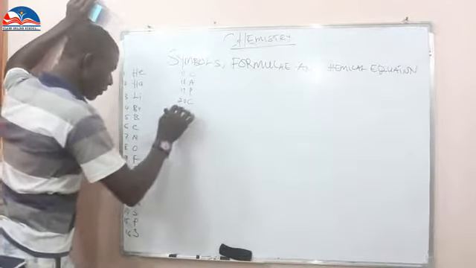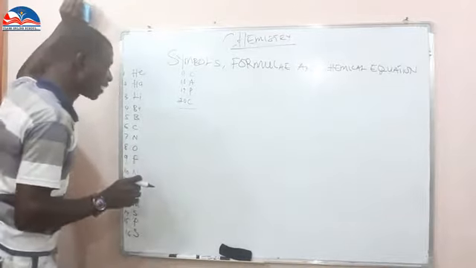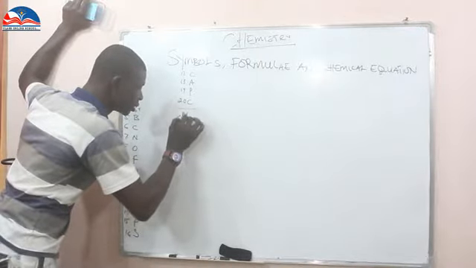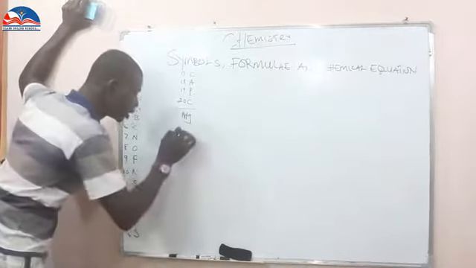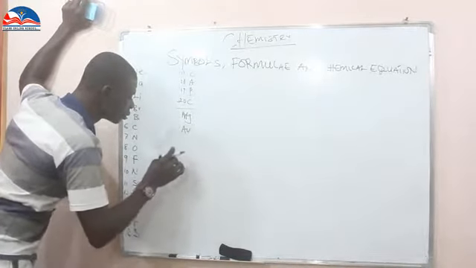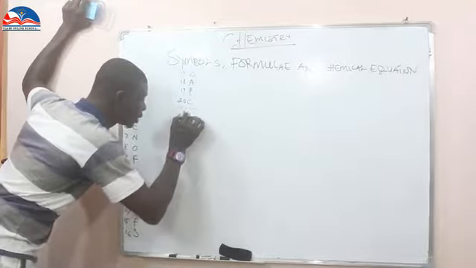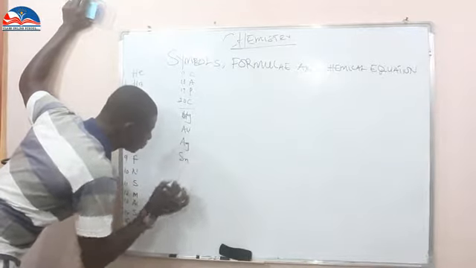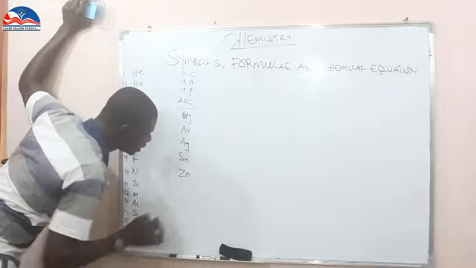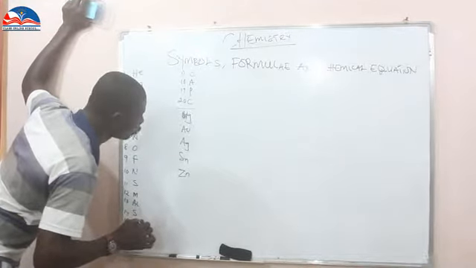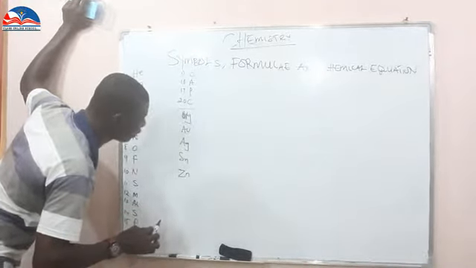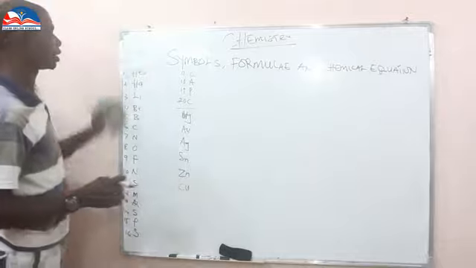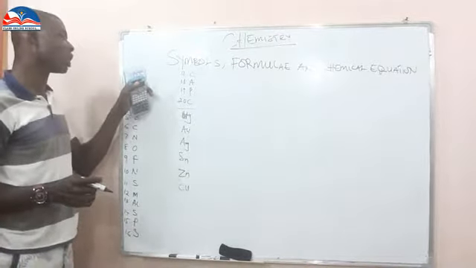Now, if I want to go further, I have another one, Mercury, Hg, which is mercury, Au, then I have Ag, then I have Sn, then I have Zn, which number again? Then you can also have Cu, copper.